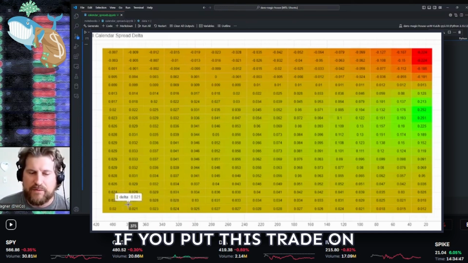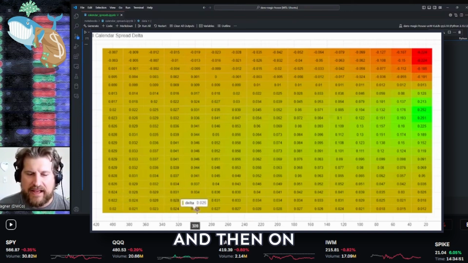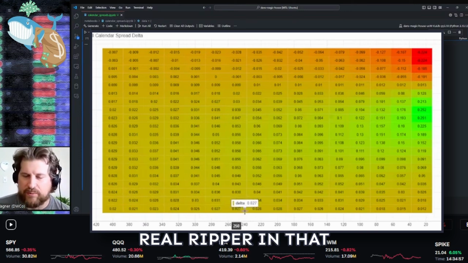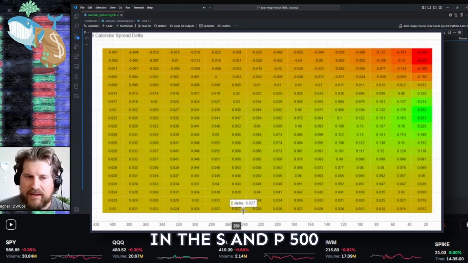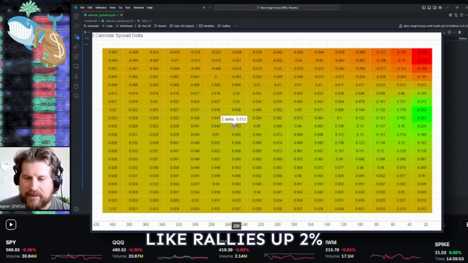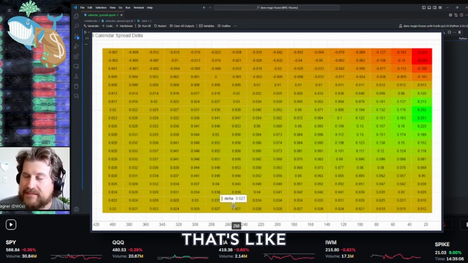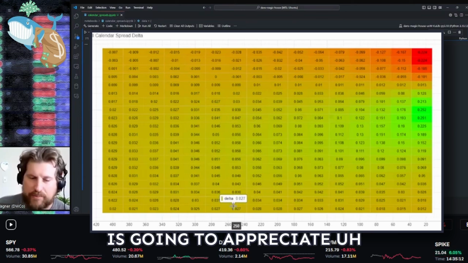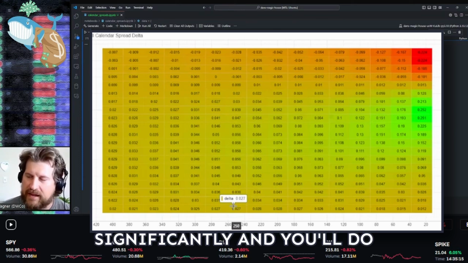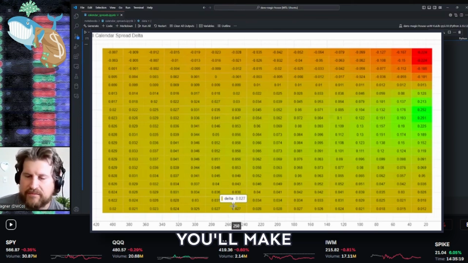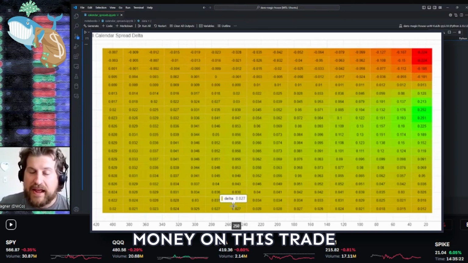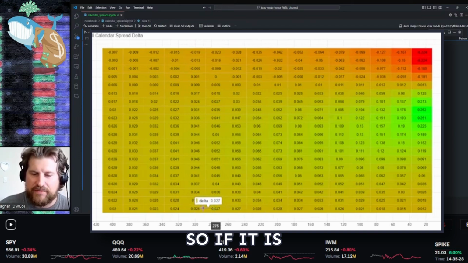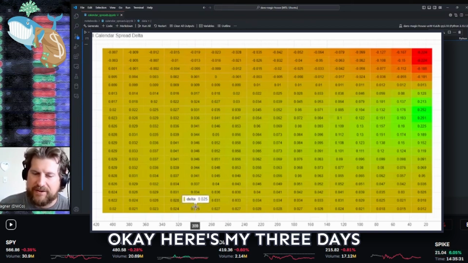If you put this trade on Tuesday, and then on Wednesday we get a real ripper in the S&P 500, and the S&P 500 rallies up 2%, that's still great for this trade. This call calendar is going to appreciate in price pretty significantly, and you'll do pretty well, right? You'll make money on this trade. And the reason you'll make money is because your deltas are increasing, right? So here's my 3 days.